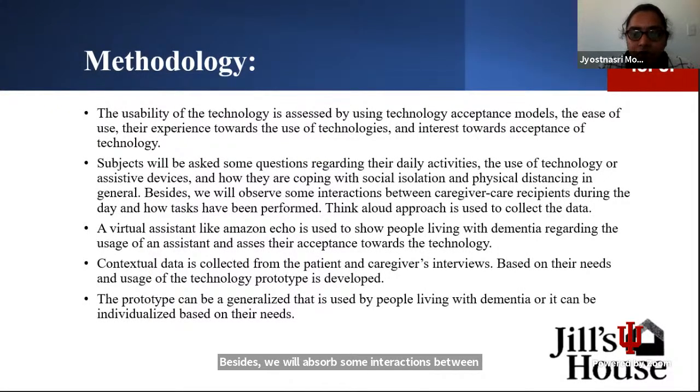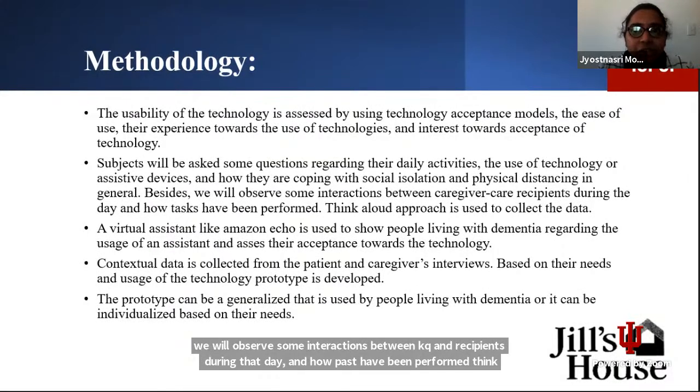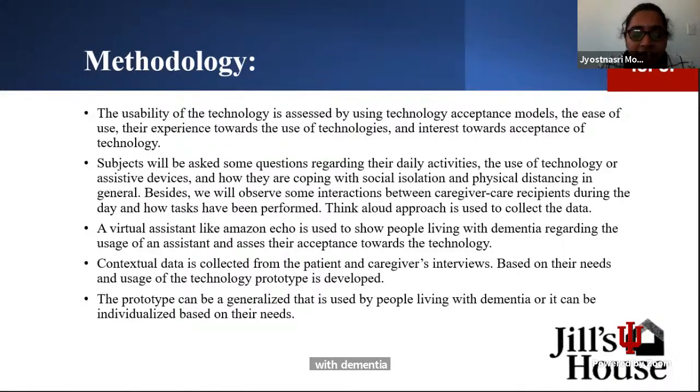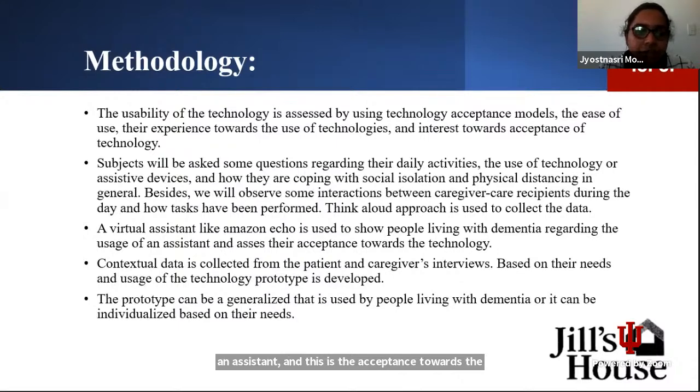Think aloud approach is used to collect the data from the people living with dementia or caregivers. People living with dementia will be particularly asked to narrate the activities which they are performing in their daily life, step by step. And a virtual assistant like Amazon Echo is used to show people living with dementia the usage of an assistant and assess their acceptance towards the technology during the interviews.